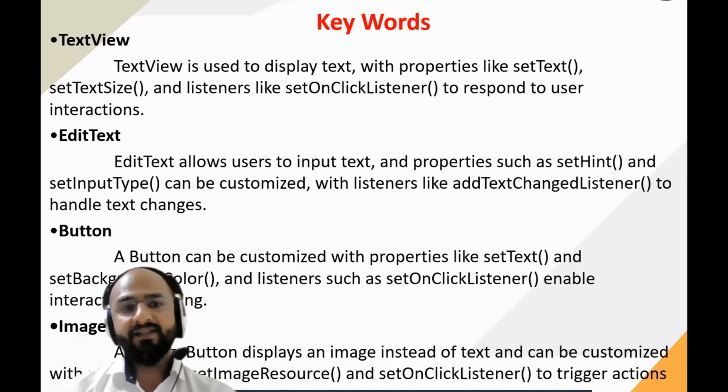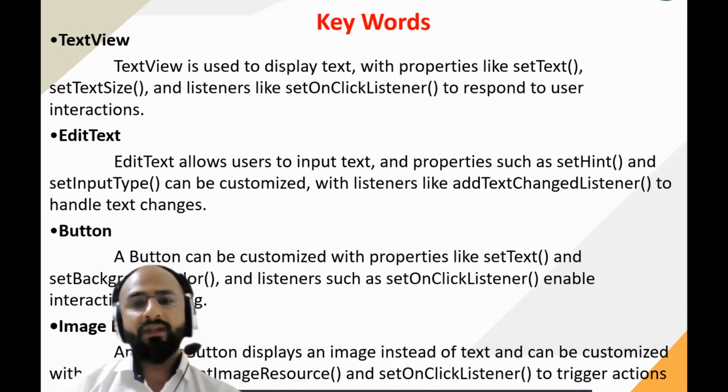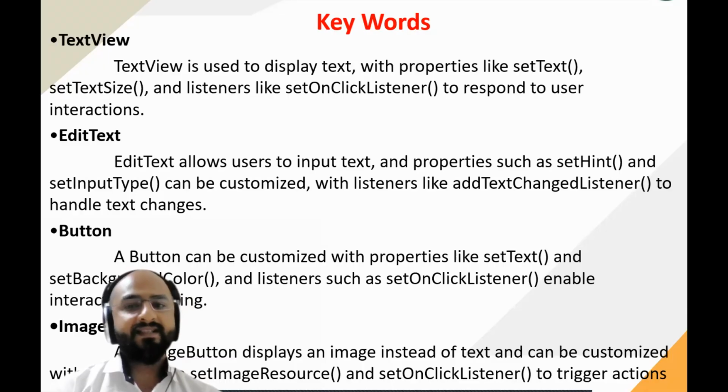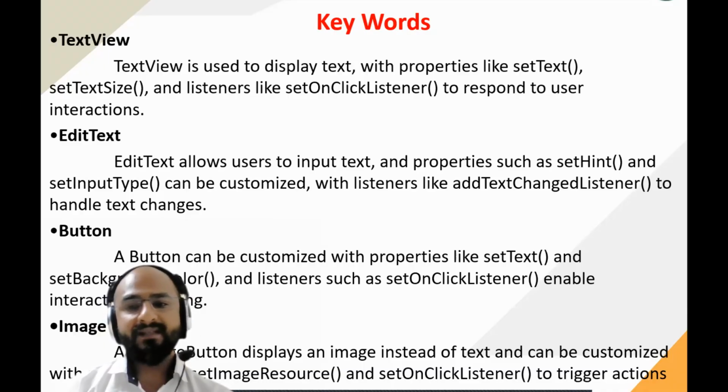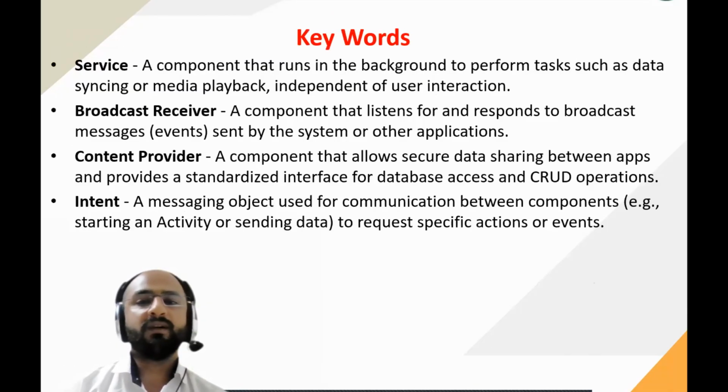Keywords that we have taken in this lecture: TextView is used to display text with some properties, methods, and listeners. EditText allows the user to input text and has some properties, methods, and listeners. Button is customized with properties like setText, setBackground, and the listener is setOnClickListener. ImageButton displays an image instead of text on the button, and you can customize it with setImageResource, and the listener is setOnClickListener for the image button.